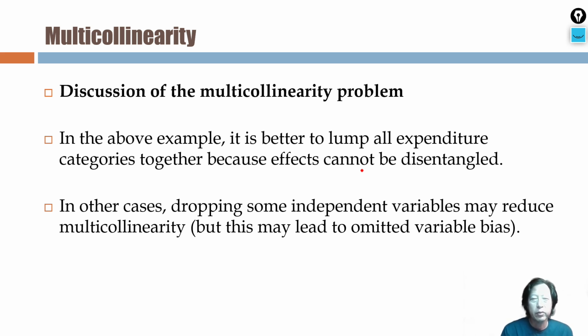With the multicollinearity problem, as you see, it's better to lump all the expenditure categories together because the effects cannot be disentangled. So maybe you can just put them together into one expenditure number. Or we can just drop some of them, leaving only one expenditure and dropping all the others. So you can reduce the multicollinearity problem. The problem is that because they are not perfectly correlated, if you omit them, you may have omitted variable bias.